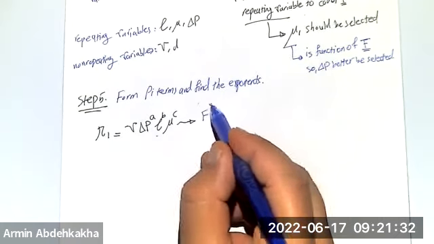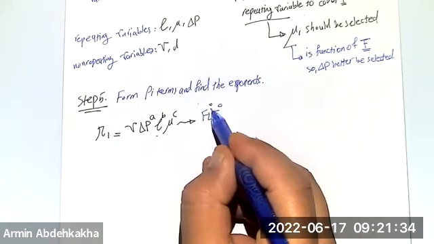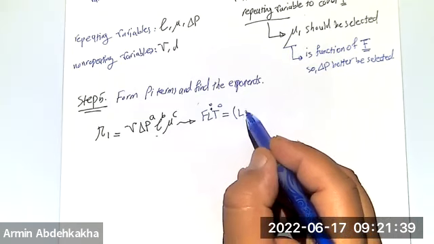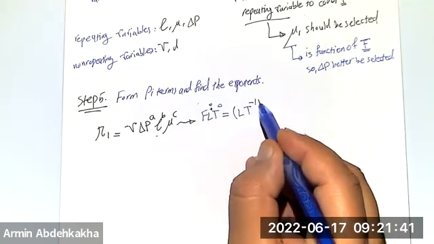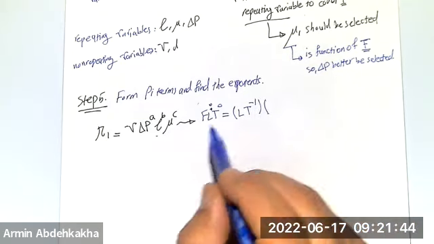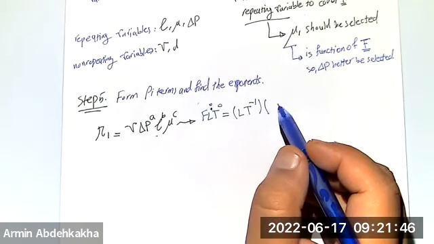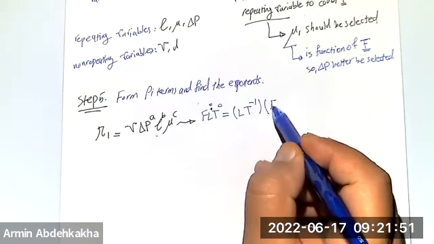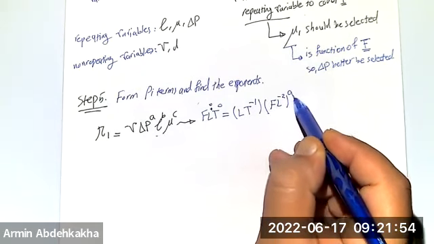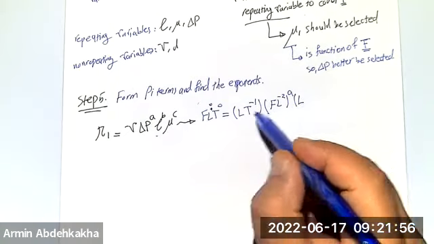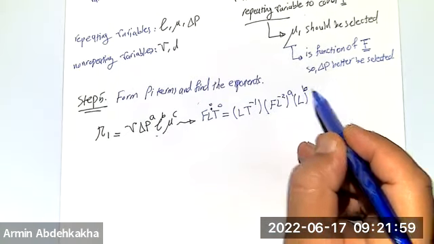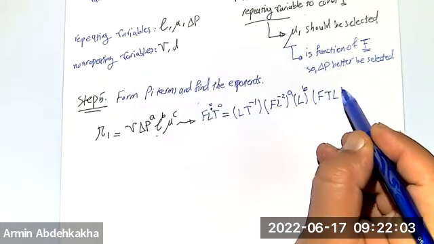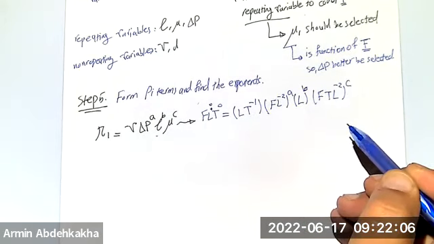So F to the power of 0 and L to the power of 0, okay, these should be the same. LT minus 1 for V, I'm sorry, for V. And then for delta P it is F L minus 2 to the power of A, L to the power of B, and F T L minus 2 to the power of C.